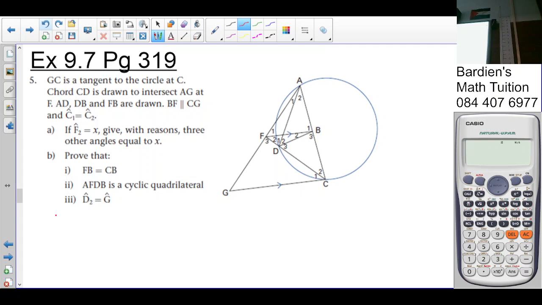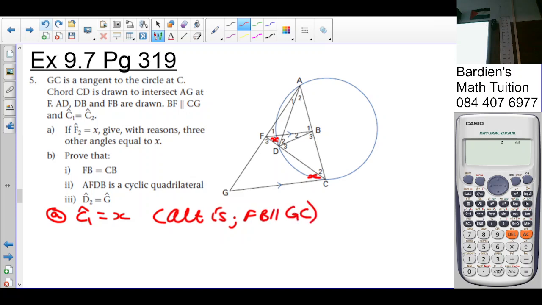So, here in A now we don't have to say now that let F2 equal x. Why? Because they told us where the x fits. You guys understand? So if F2 is equal to x, we see that angle C1 is equal to x. Why? Why C1 x? Alternate angles with FB being parallel to CG.